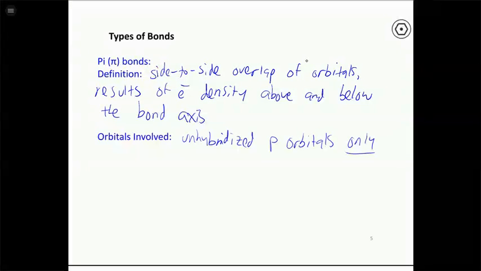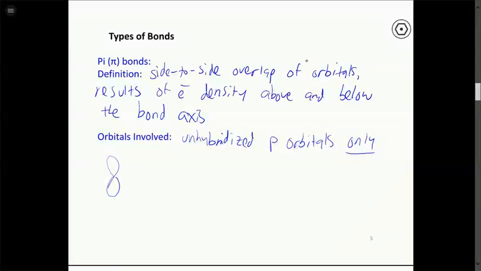All right, so unhybridized p orbitals are involved in forming pi bonds, and like I said, it's above and below the bond axis. So here you're taking two p orbitals and you're lining them up side by side, not end to end.